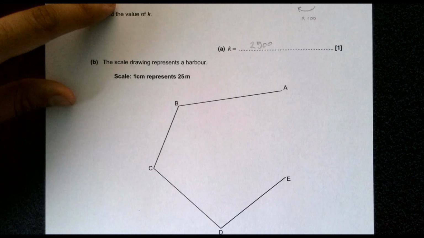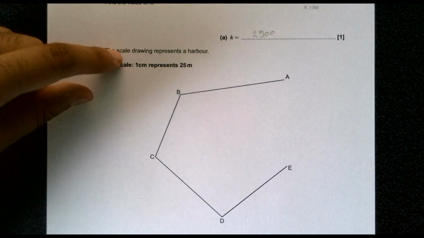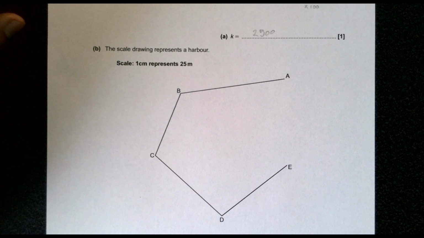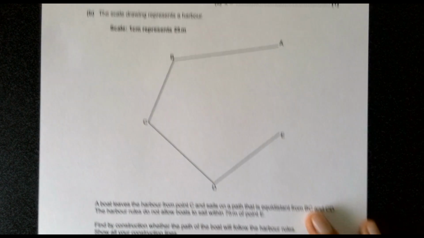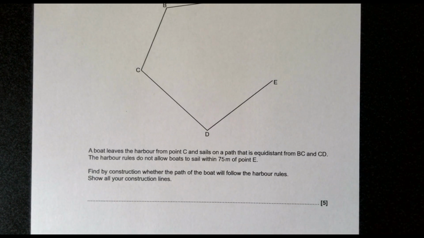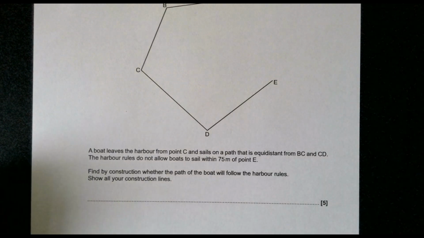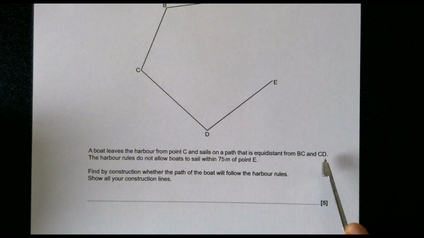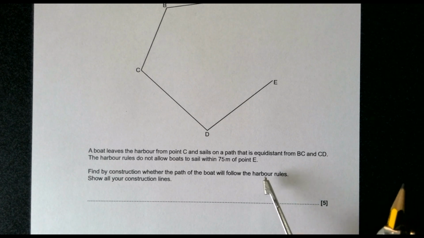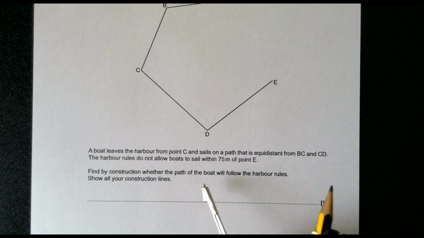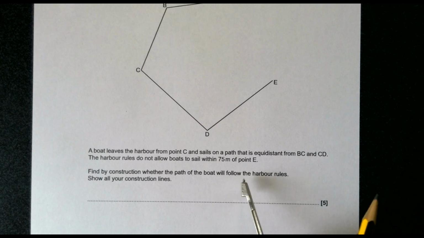And now for part B of the question, the scale drawing represents a harbour, and we were told that 1 centimetre represents 25 metres. In this question, a boat leaves the harbour from point C and sails on a path that is equidistant from BC and CD. The harbour rules do not allow boats to sail within 75 metres of point E, and we have to find by construction whether the path of the boat will follow the harbour rules. Show all your construction lines.